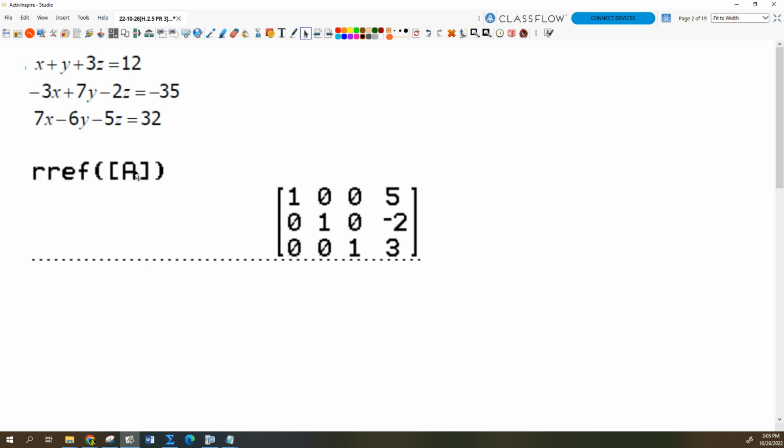Okay, did anybody get something different? If you got something different, then it means you made some little mistake when you wrote down the system as a matrix. Now notice what we get here.